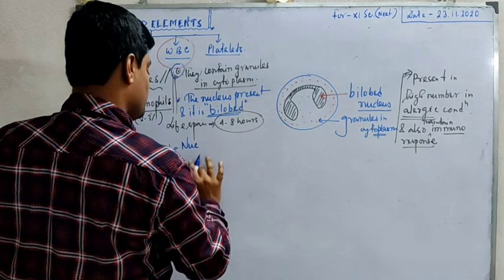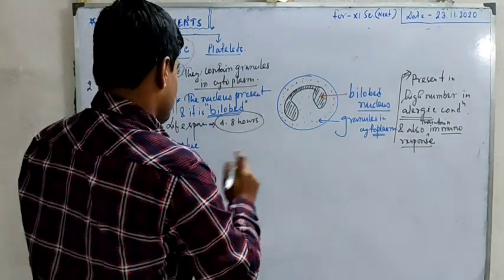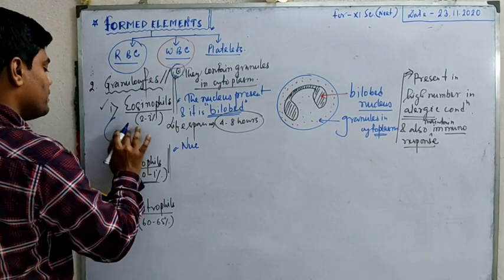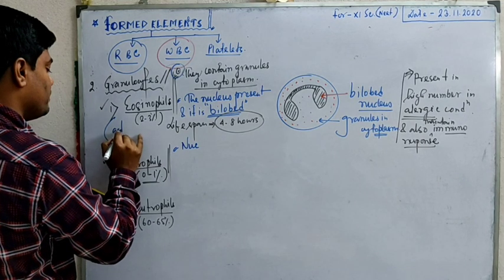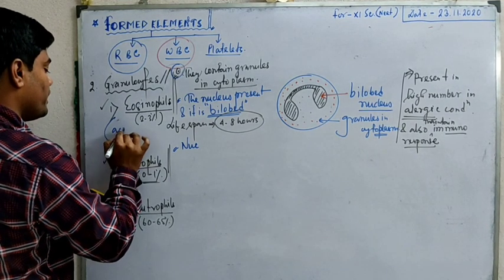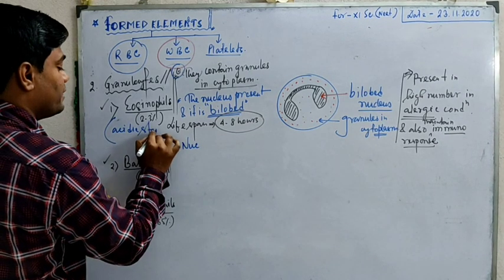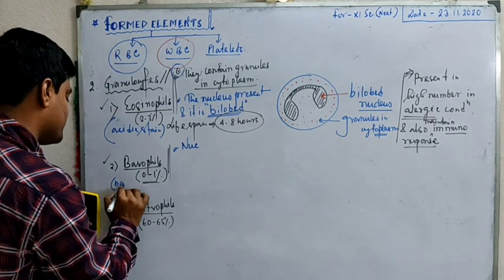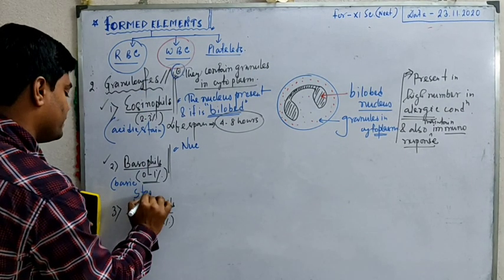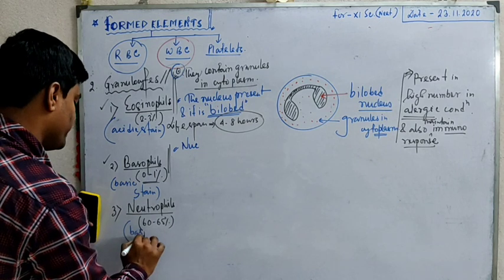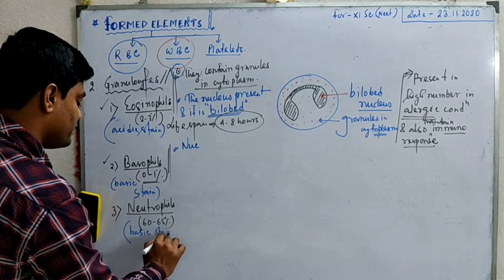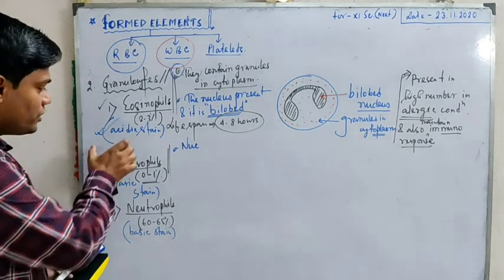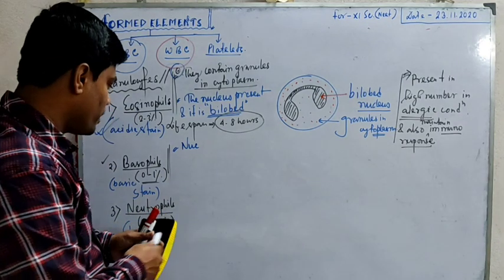Nucleus, one thing we missed out, that is in eosinophil it is acidic stain. Very important note, it contains acidic stain, but the other two types of granulocyte contain basic stain. But here only the granulocyte which is acidic stain, that is eosinophil. Okay.